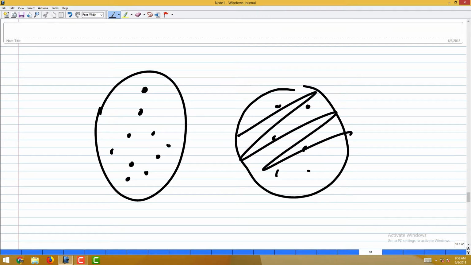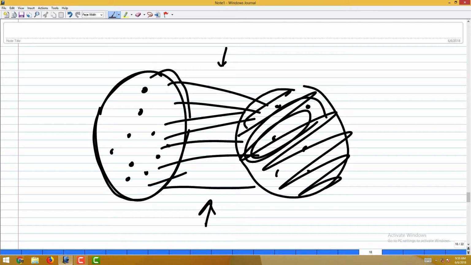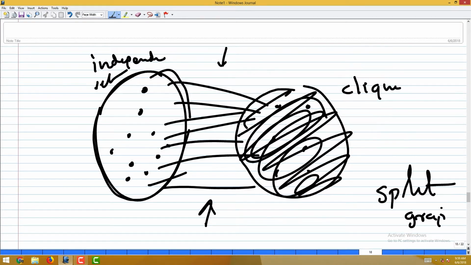That means something like this: all edges will be here, and there can be any kind of connection between this and this. There is no control over that connection, but there is nothing inside this portion. This is a stable set, an independent set. Here every edge is there. This is a clique. Such kinds of graphs are called split graphs. And why do I think that split graphs are chordal graphs?